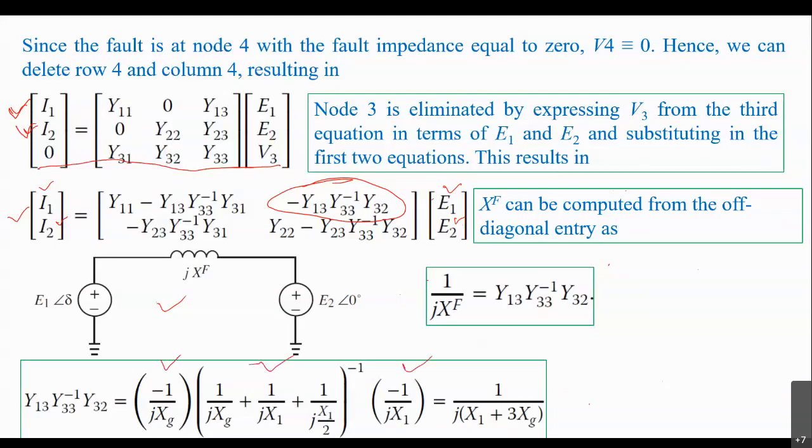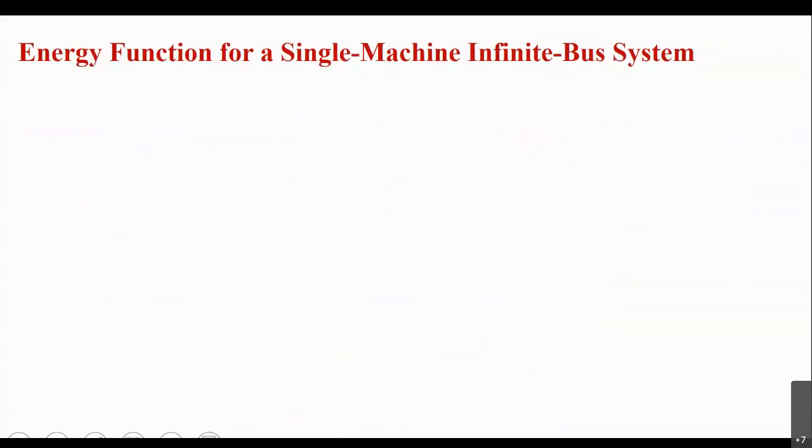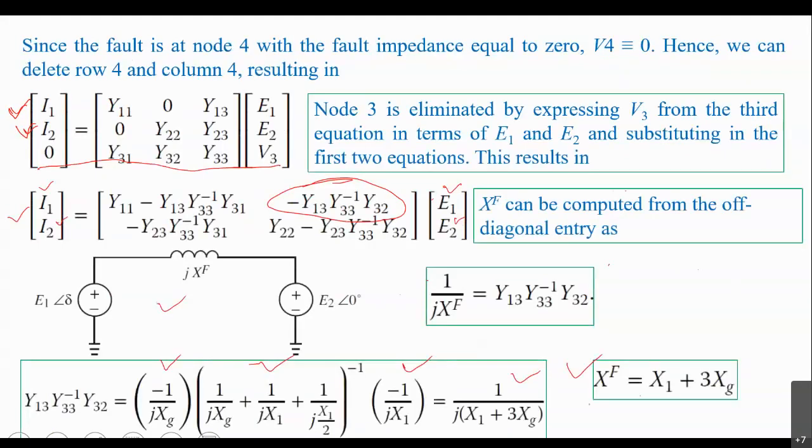and finally we'll get 1 by J of X1 plus 3xg. So then I can write XF equal to x1 plus 3xg. So finally we got this XF. This is a generalized method which can also be applicable for a multi-machine system. So this is all about how we can reduce the system to find the post-fault power equation, electrical power output equation.